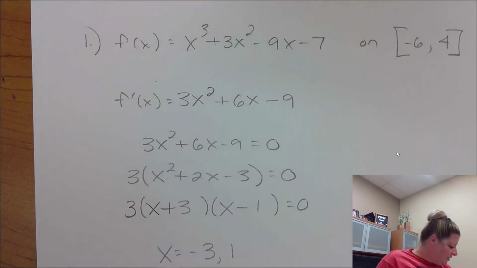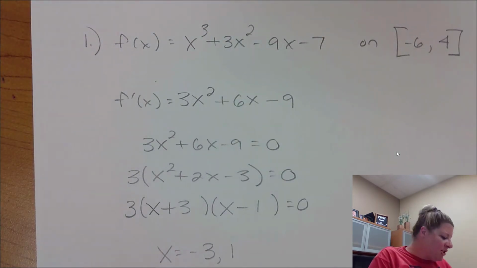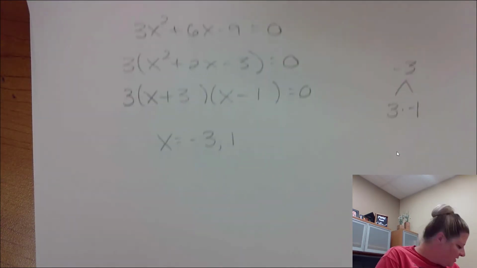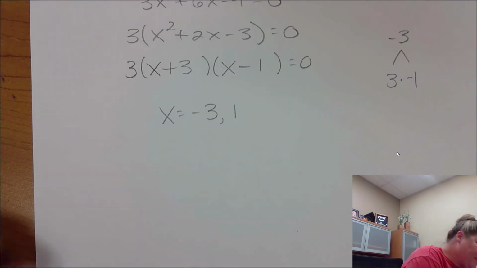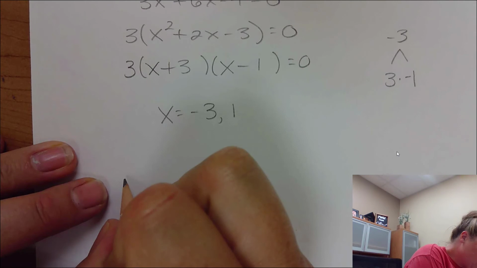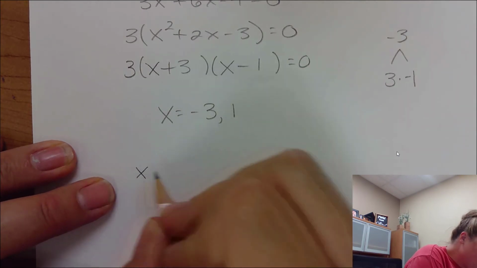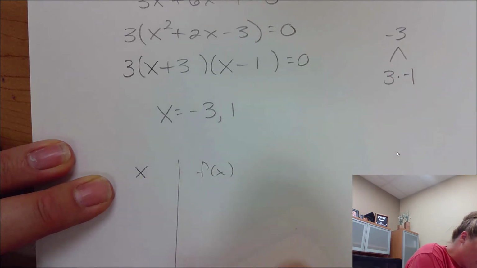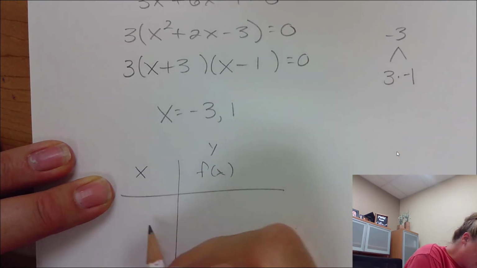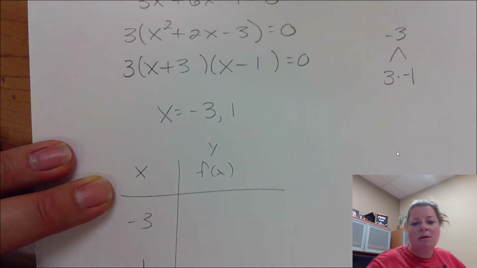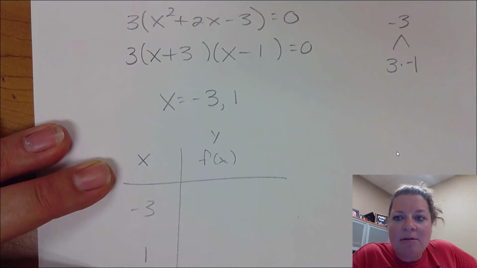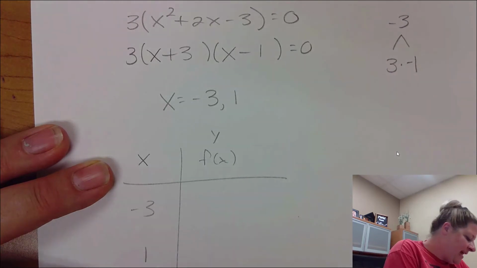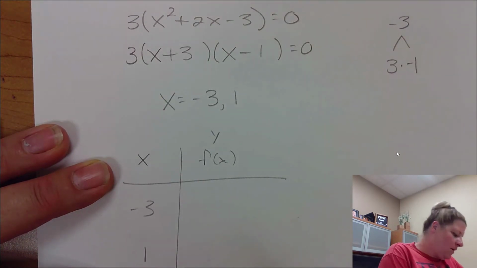I'm going to check my values. So any way you want to do this, we can do x, f of x, or y. You could call that y. And then we need to check -3. We need to check 1. What else do we have to check? The endpoints, -6 and 4. So you have to check all these ones here.